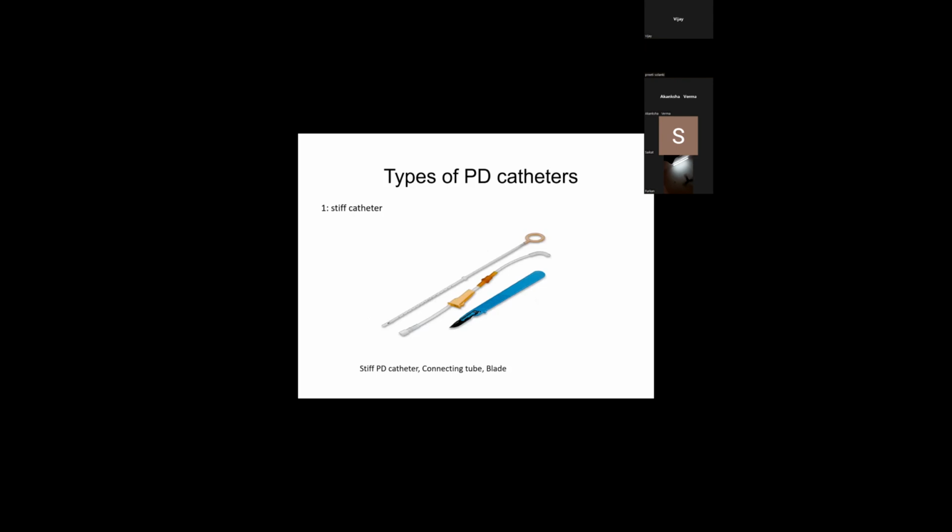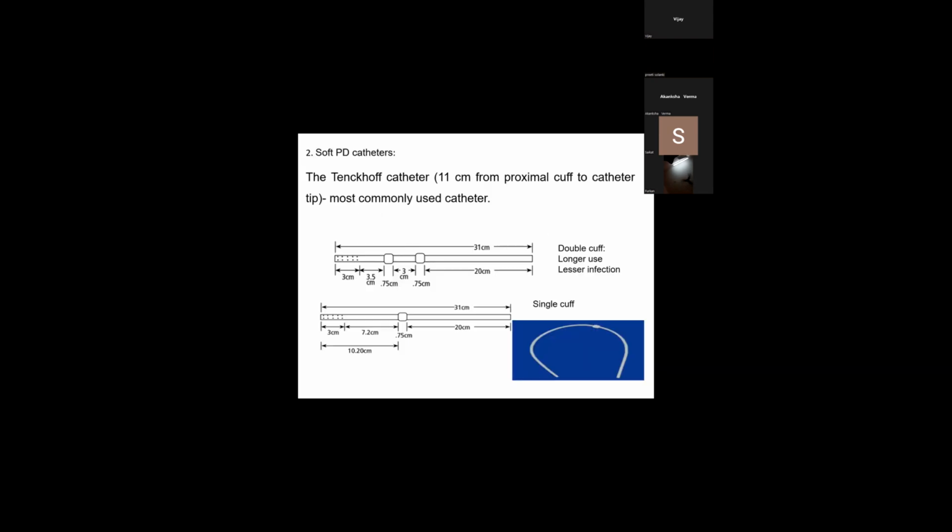Now, what are the types of PD catheters? Commercially available PD catheters are of the following types. First is the stiff PD catheter. The image shows a stiff PD catheter along with a connecting tube with blade. Second, soft PD catheters, that is the Tenckhoff catheter. Length is 11 centimeters from the proximal cuff to the catheter tube. It is used when PD is required for more than 72 hours to prevent infections. This may be of the following types, like double cuff, which has the advantage of longer use and lesser infection. This is also of single cuff type. These are the modifications of the Tenckhoff catheter.